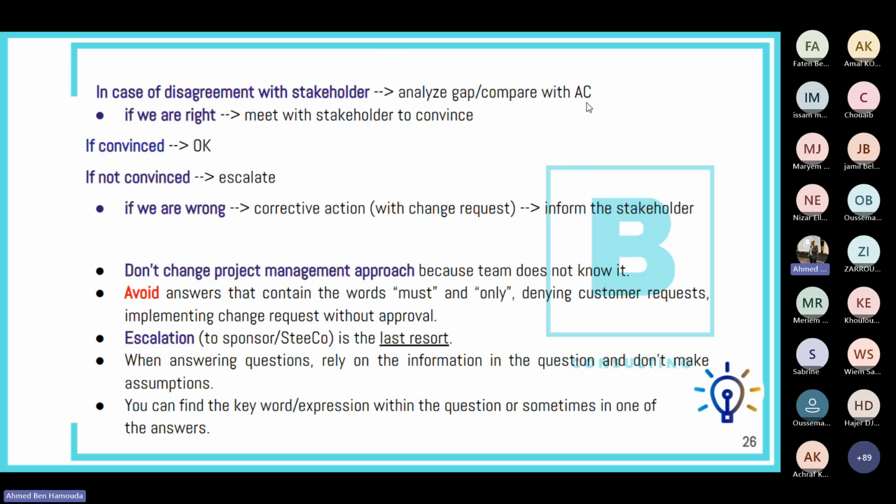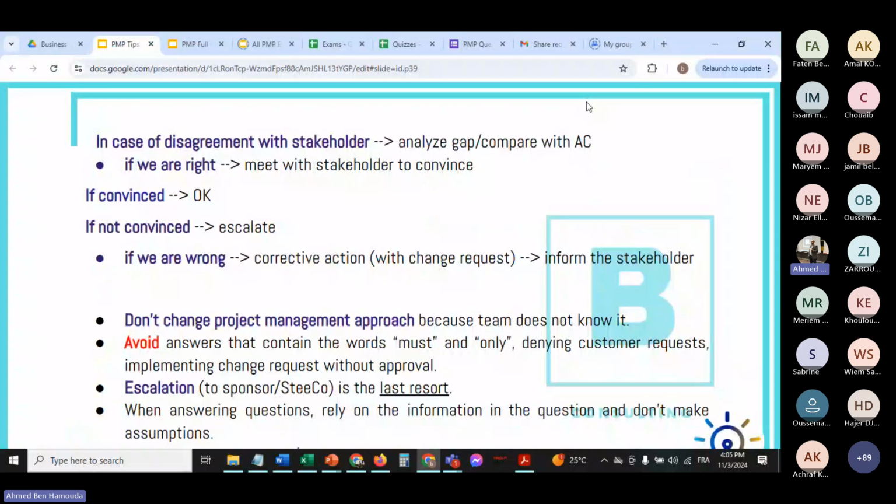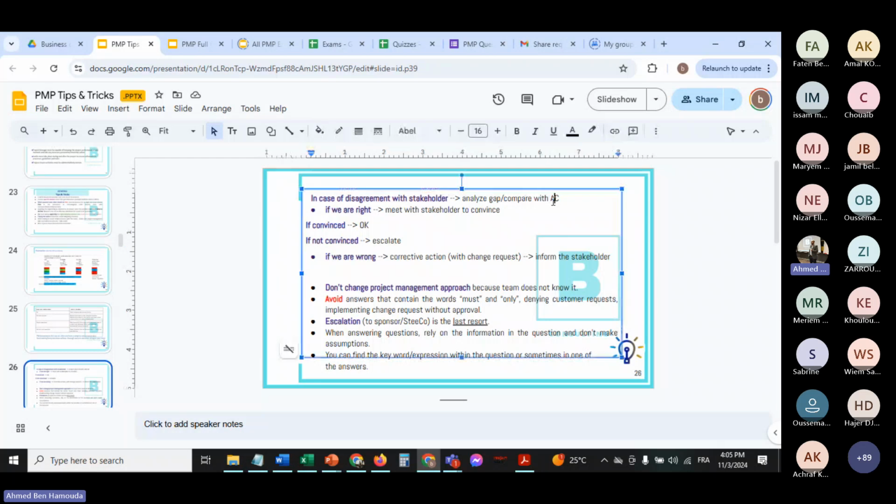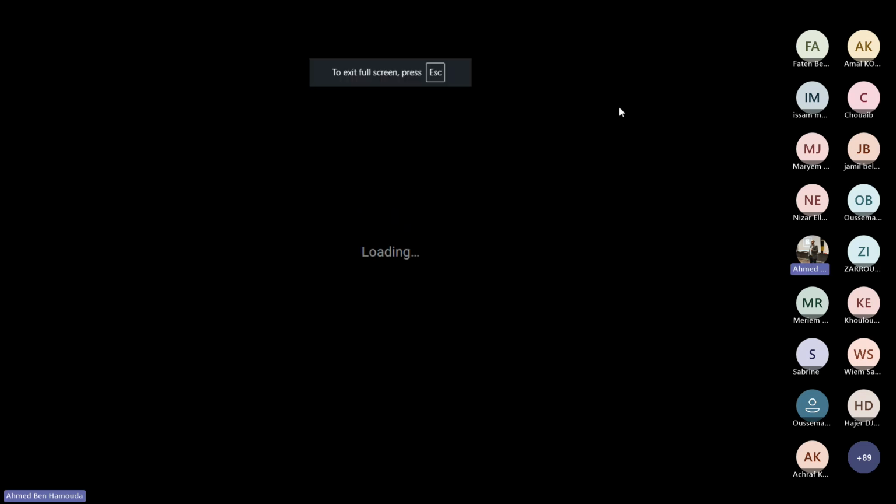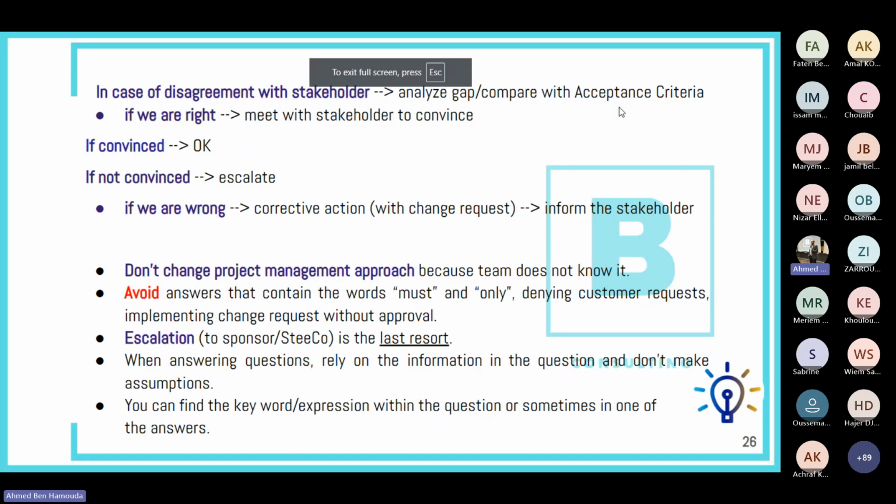So AC is the acceptance criteria. Okay, let me write it down fully here for you. Acceptance criteria. Okay, all right. So you'll see a lot of abbreviations in this presentation, because we've assumed that you've already had a training. So in case of a disagreement with the stakeholder, you need first to go for one of these actions that include analyzing the gap or comparing with the acceptance criteria.